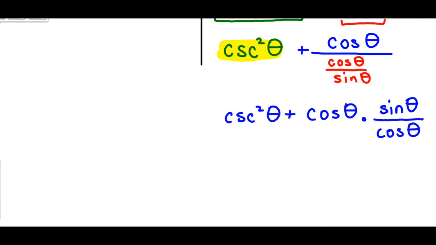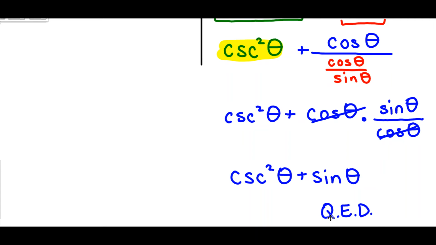So when I simplify, I'm going to have that my cosine on the top and my cosine on the bottom are going to cancel. And what am I left with? This golden sign. So my final solution, this has been proven to be equal to cosecant squared theta plus sine theta. And QED.